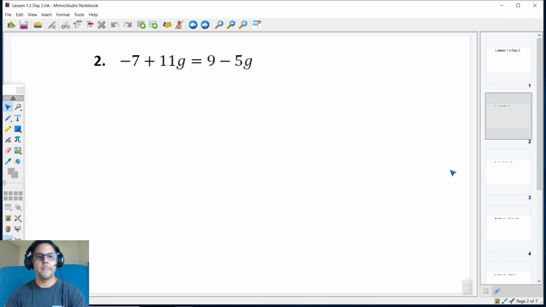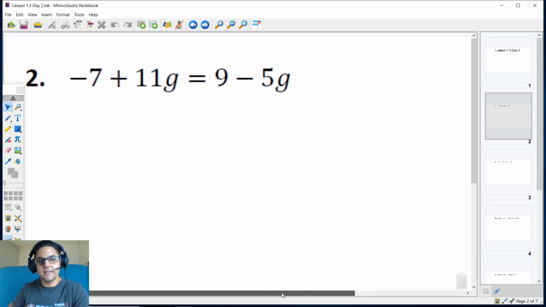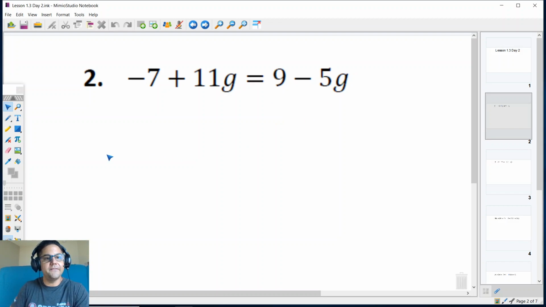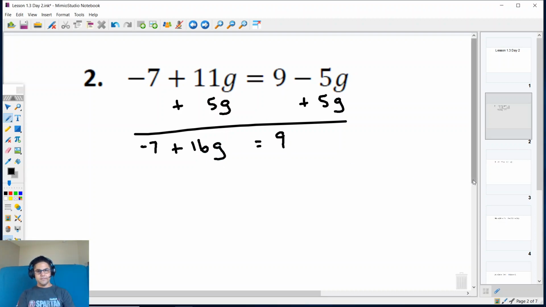Continuation from day 1. Our goal, again, is to try and move the smallest variable. So if you notice, you got 11g and negative 5g. Whenever you have variables on both sides, my suggestion was to move the smallest one. Negative 5g is definitely smaller. So I'm going to go ahead and add 5g to both sides. So that gives me a negative 7 plus 16g is equal to 9. It looks okay, so I'm just going to go ahead and add 7 on both sides.